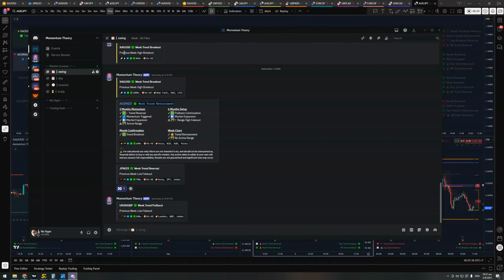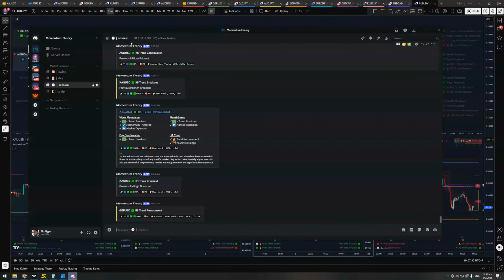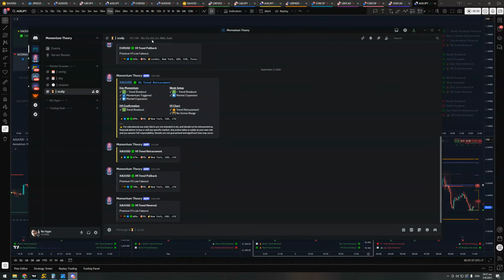If you click on each one, it lets you know which time frame it's looking at and which pair it's scanning for. So in the case of the swing channel, any trade setup on a weekly bar on all the pairs is going to get sent here. Day channel is looking at trade setups on daily bars on all the pairs. Session is looking at H4 bar, H8 bar on USD pairs, yen pairs, indices, and metals. And finally, scalps are looking at H1 and H2 bar, US major pairs, NAS, and gold.